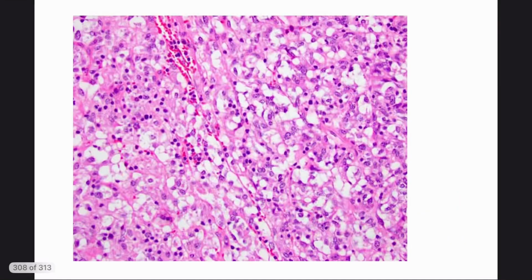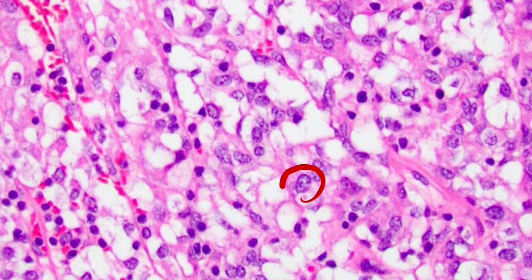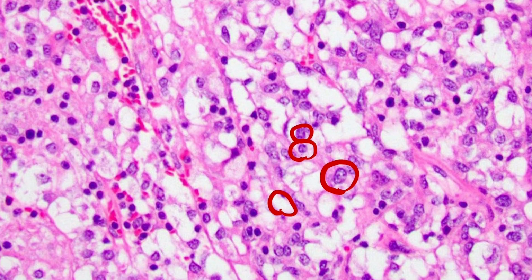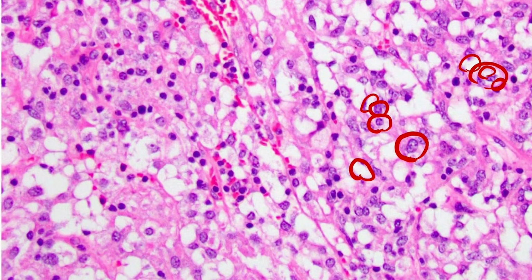Coming to the second, that is epithelioid. Epithelioid means round. They are round, plump, meaning swollen. Cytoplasm is eosinophilic. So this is one cell, round, plump, appearing swollen. Also, you notice vacuoles beside the cells. These are the paranuclear vacuoles, common in the epithelioid variant. Epithelioid means you visualize round plump cells with eosinophilic cytoplasm.